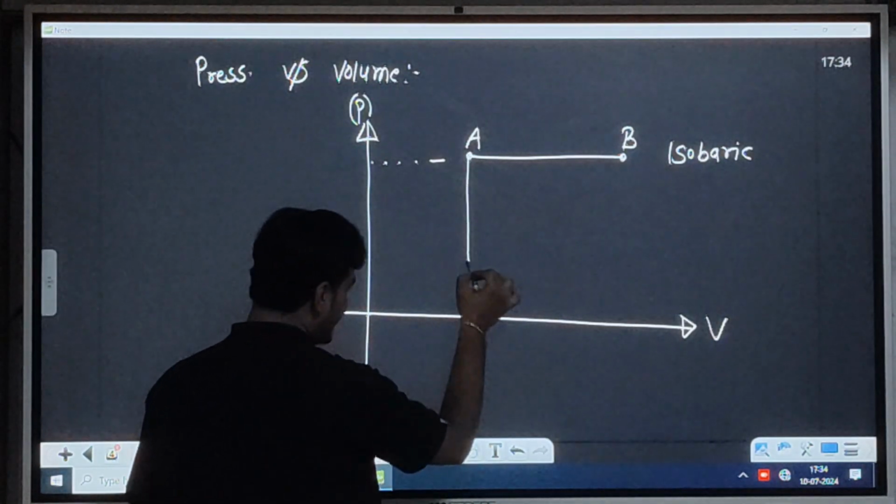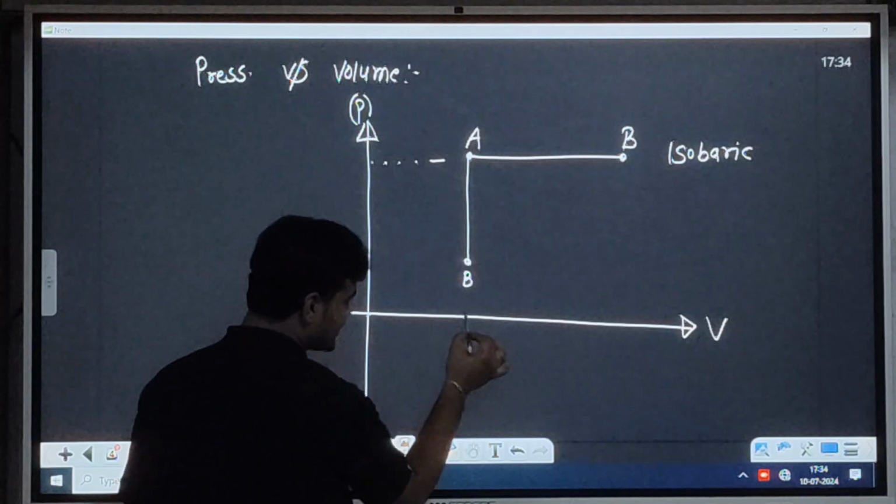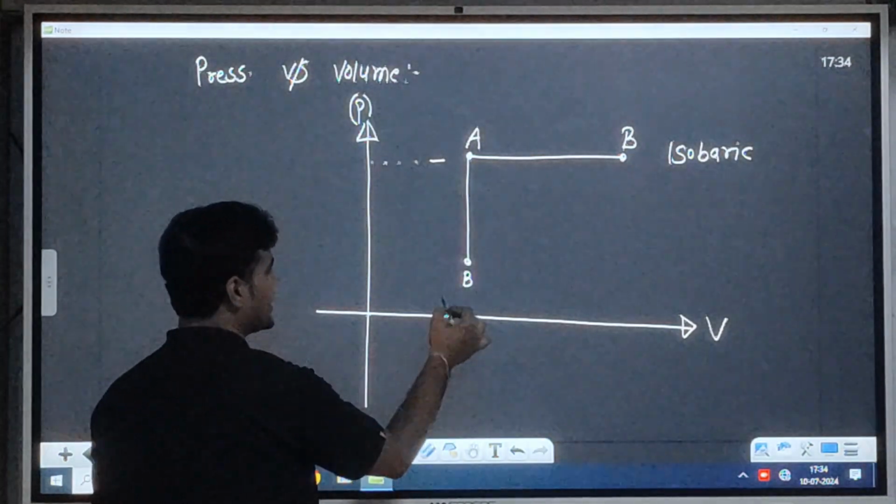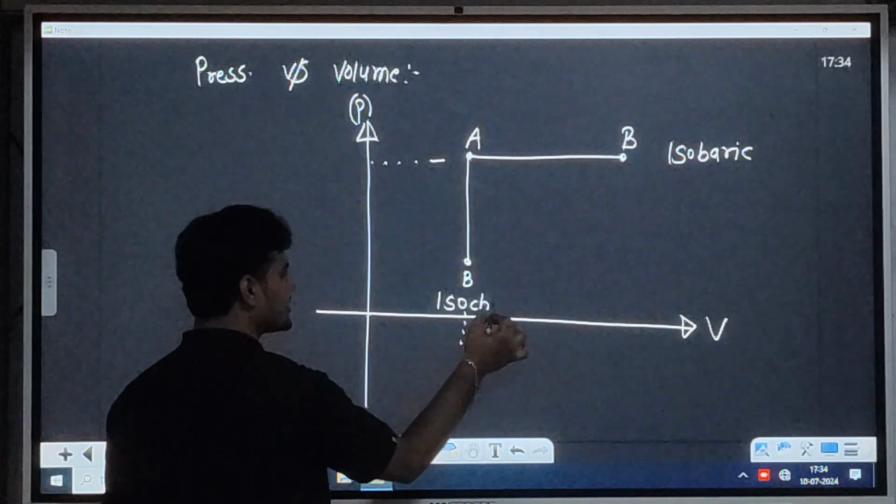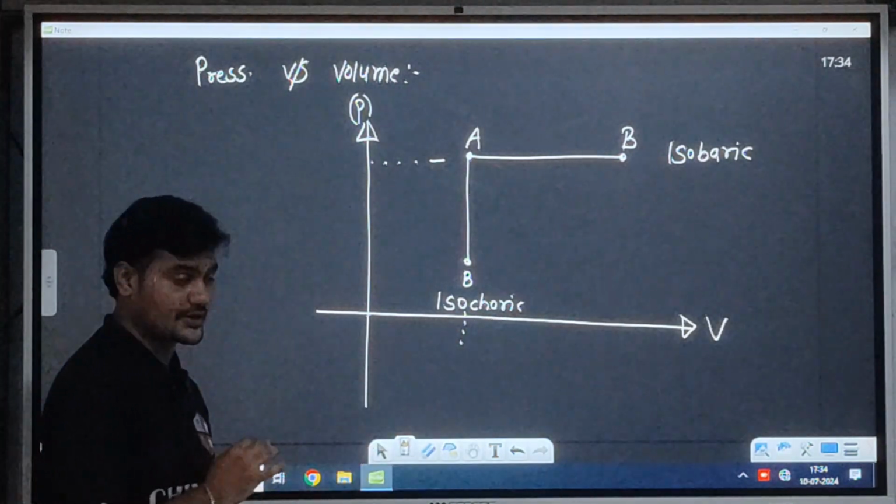Again, if I go from A to B, and during the full process the volume is what? Constant. So I have to call it an isochoric process. I hope it is clearing your doubts.